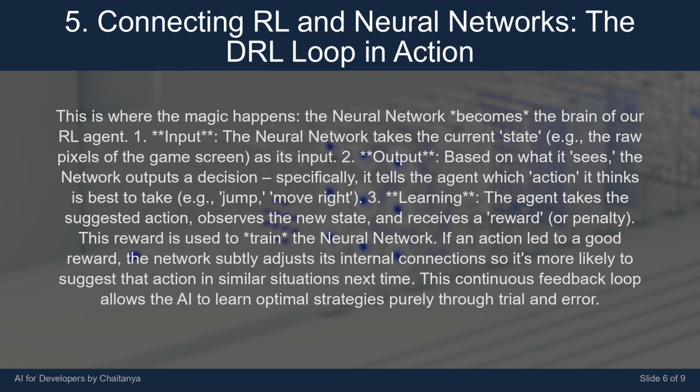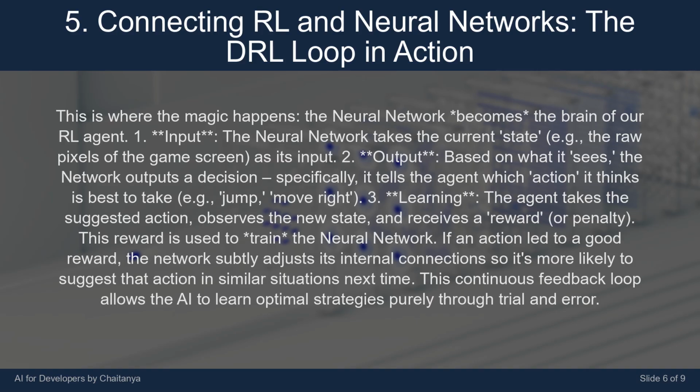This is where the magic happens. The neural network becomes the brain of our RL agent. 1. Input. The neural network takes the current state, e.g., the raw pixels of the game screen, as its input. 2. Output. Based on what it sees, the network outputs a decision. Specifically, it tells the agent which action it thinks is best to take, e.g., jump, move right.